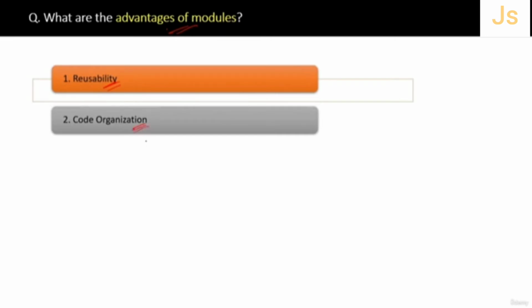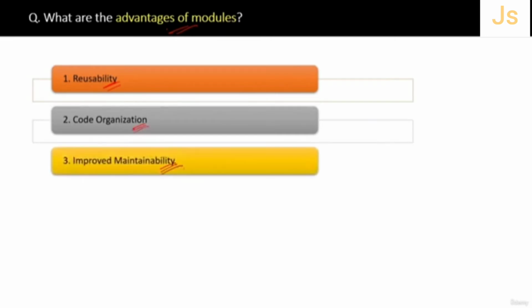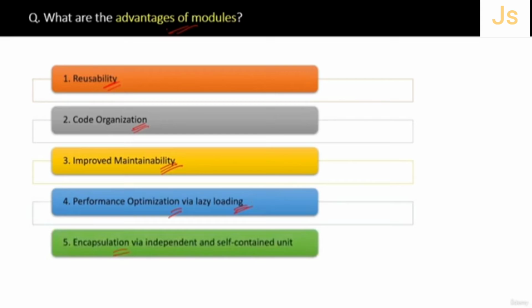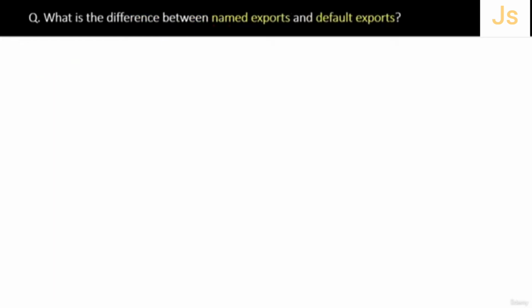The next benefit is improved maintainability of code, because the more you divide the code, if there is any bug or error, it is better to check only the particular module, rather than if all the code is mixed in a single file, which is very difficult to maintain. The next benefit is performance optimization via lazy loading. And the last one is encapsulation via an independent and self-contained unit. So if you remember the top 2-3 advantages, that is enough. That's it.